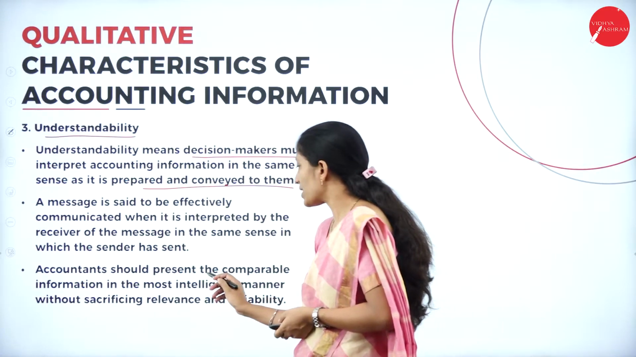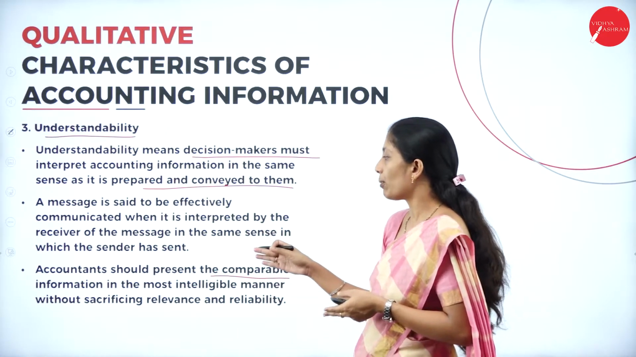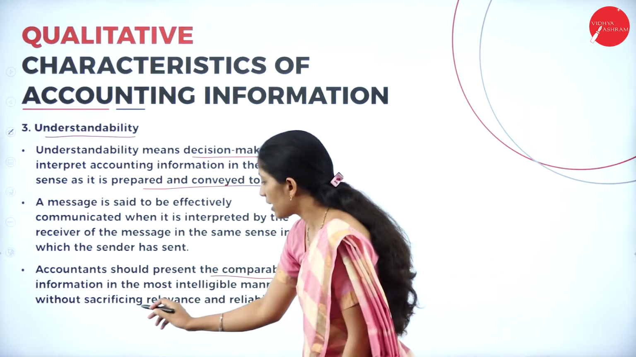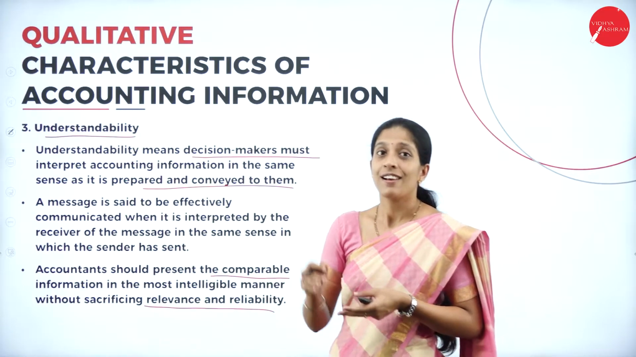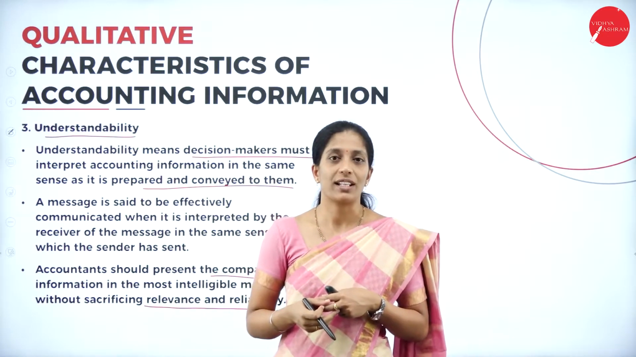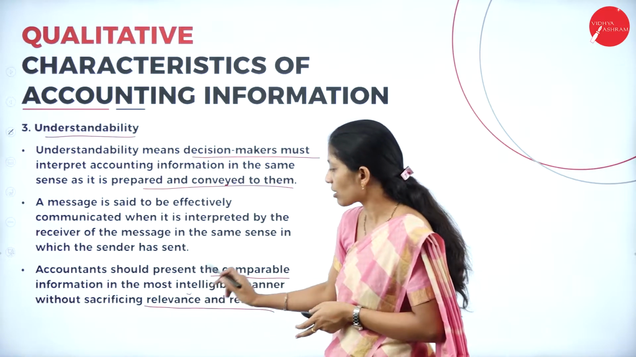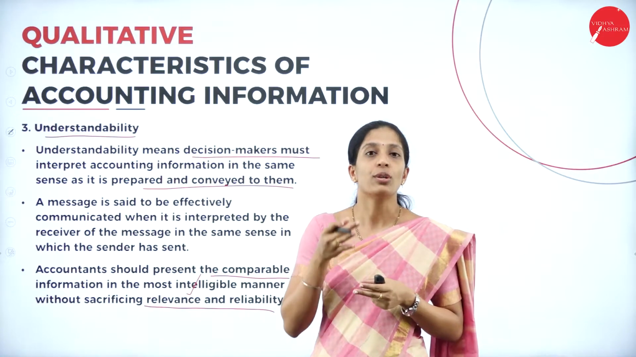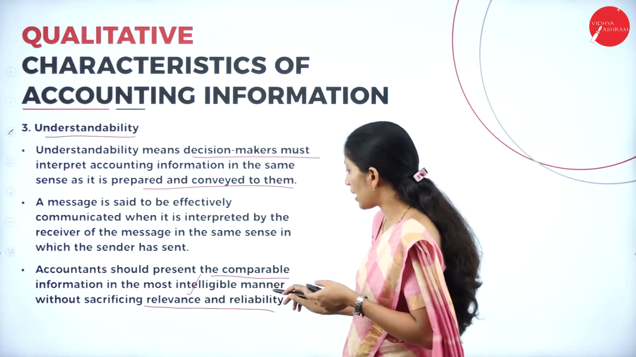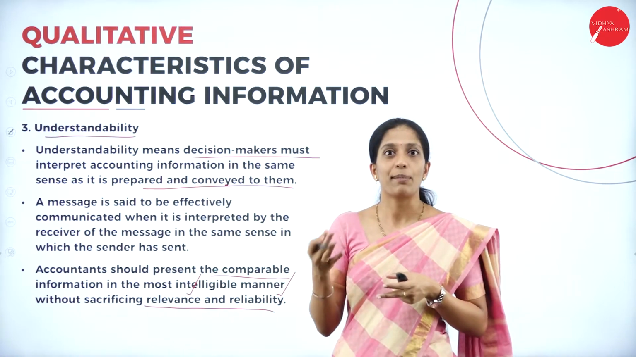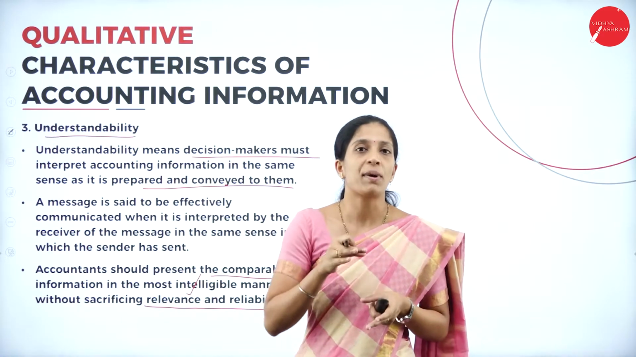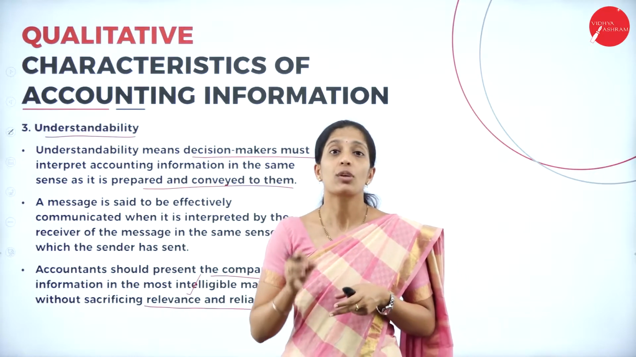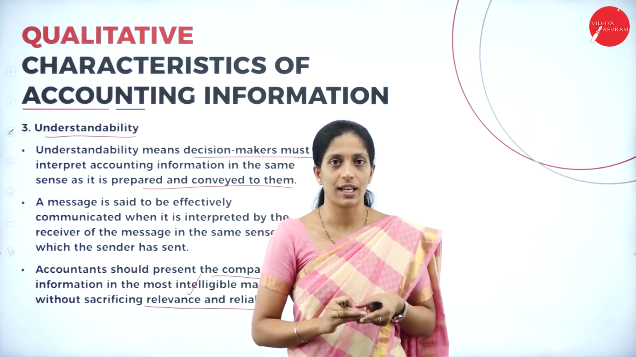So the accountant should present the comparable information in the most intelligible manner without sacrificing relevance as well as reliability. So it has to be communicated in such a way, without sacrificing relevance. Relevance means what? It has to be available on time, and at the same time reliability. Reliable in the sense that the user has to depend on accounting information. So when will he depend on the accounting information? When the information is accurate.